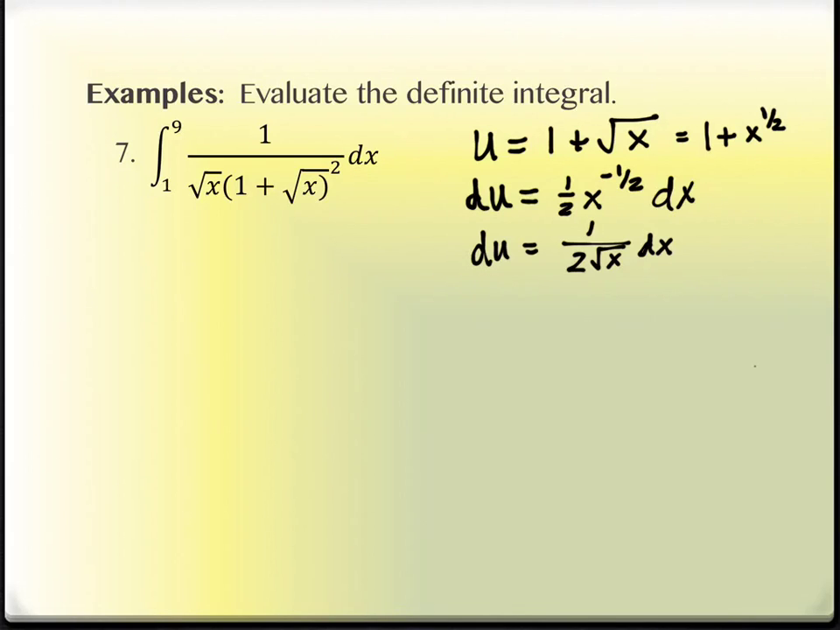Compare that to the original equation. What do you see? It's close. You have the 1 over the square root of x and you have the dx. The only thing you don't have is the 2, right? So what do I do with the 2? I multiply a 1/2 to the other side. So I'm going to have 1/2 du equals 1 over the square root of x dx. So the 2 will become part of the outside of the antiderivative.